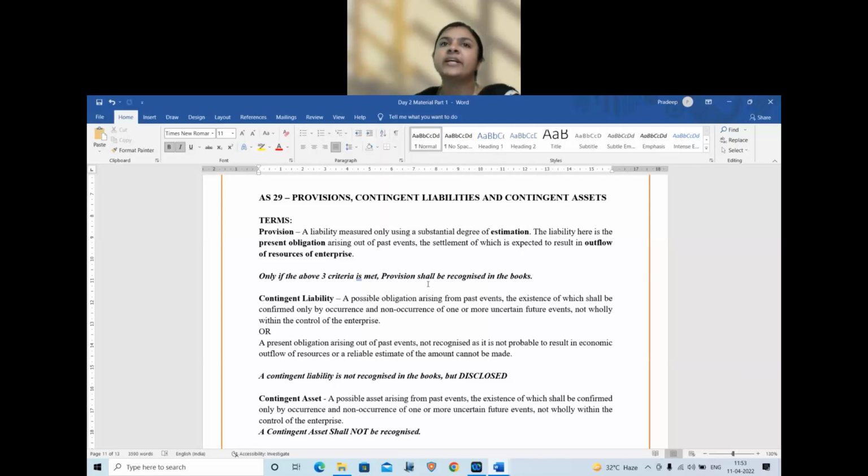Second, contingent liability. Now, in a contingent liability, the obligation itself is not present today. The obligation is a possible obligation or a future obligation. The keyword is a possible obligation arising from past events. The obligation will be confirmed only by occurrence or non-occurrence of future events which is uncertain. So the obligation is not present, the obligation is futuristic. Or suppose the obligation is present, a present obligation, not recognized as it is not probable to result in an economic outflow.